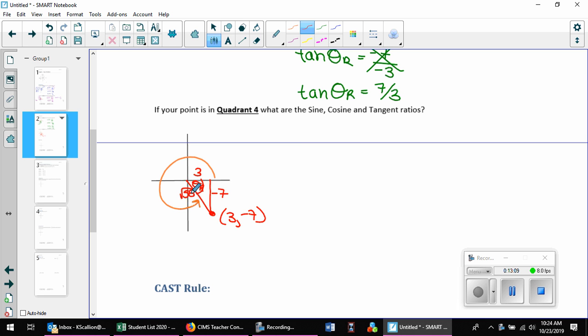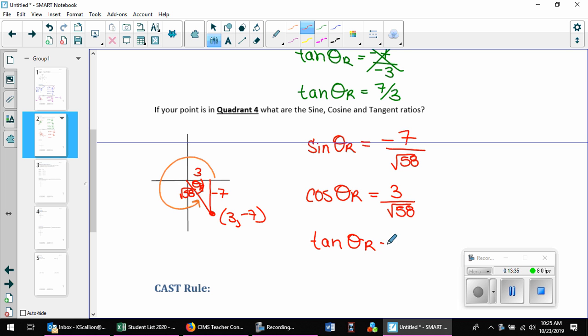So we do our sine, cosine, and tan. So sine of theta reference is, what is it? -7 over root 58. Cos of theta reference is equal to +3 over root 58. And tan of theta reference is -7 over 3.